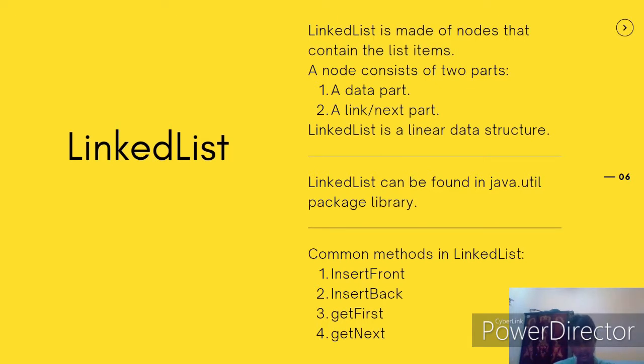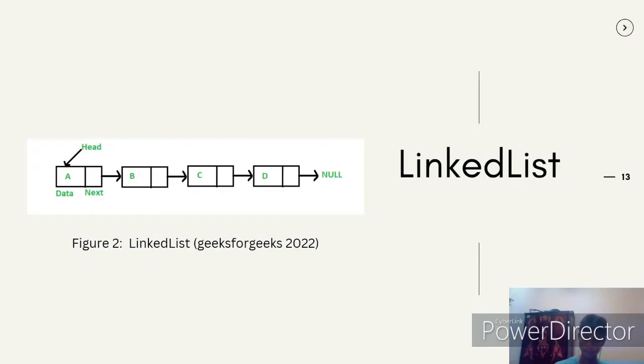LinkedList, same as ArrayList, can be found in the java.util package library, but again, in our case, we are going to create and use our own LinkedList class. Some of the common methods in LinkedList are insert front, insert back, get first, get next. Figure 2 shows a diagram of LinkedList. You can see the first node is called head, and the last node is called tail. And every node contains a data part and a reference to the next node.